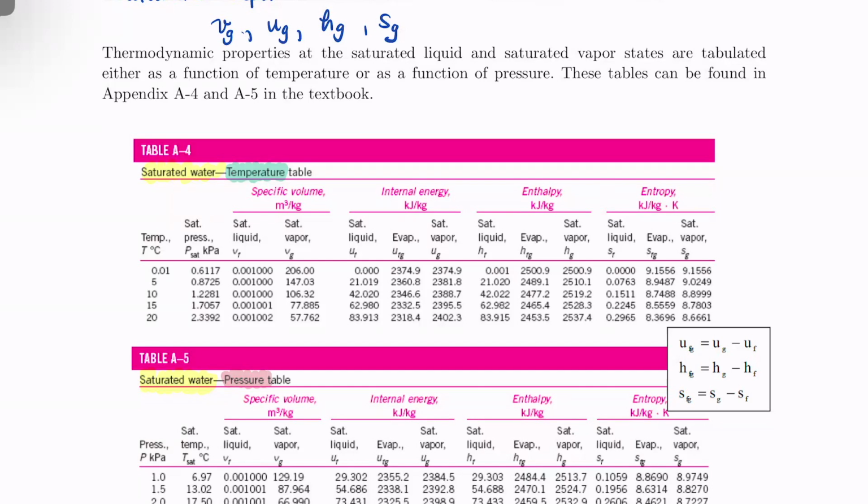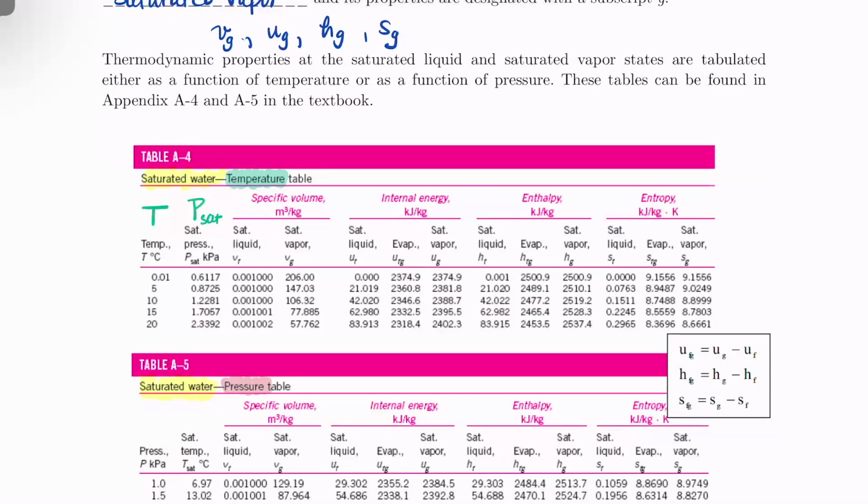Essentially, in the temperature table, we have a column for the temperature, and then we can find out what the saturated pressure is. Whereas for the pressure table, it's the opposite. We're given the pressure, and then we can find out what the saturation temperature is. Those are in these columns here and here.